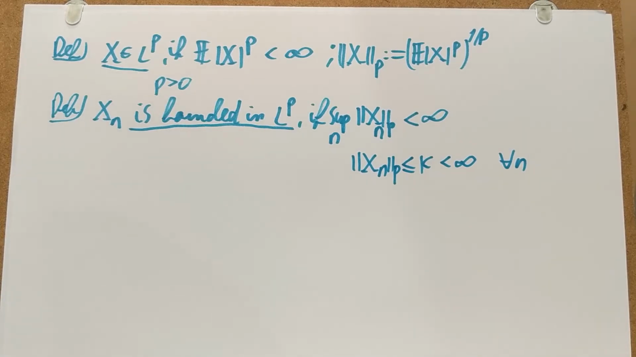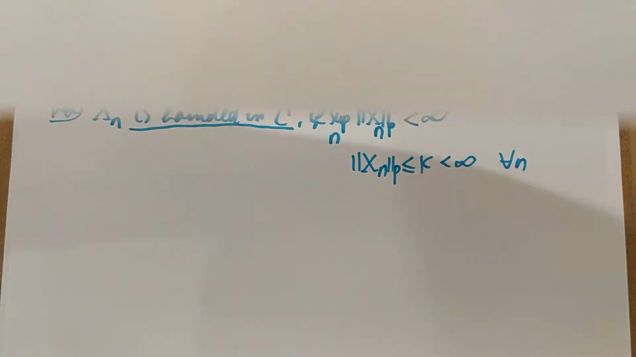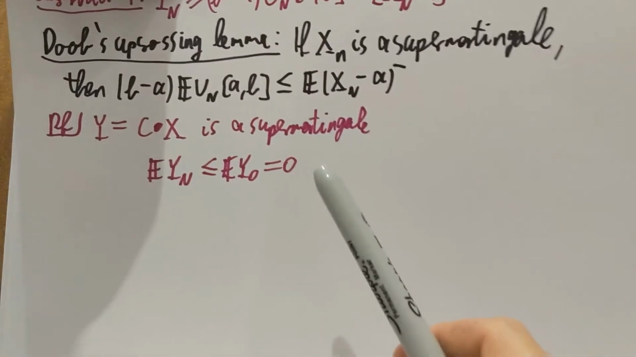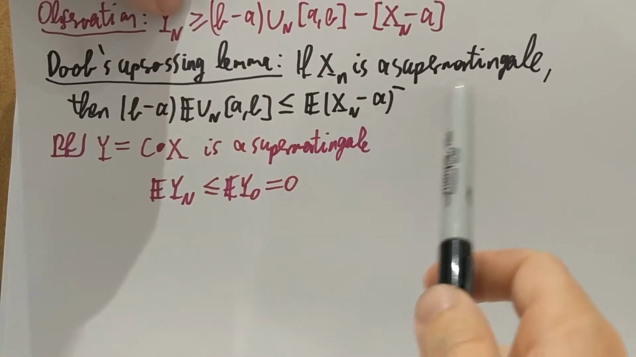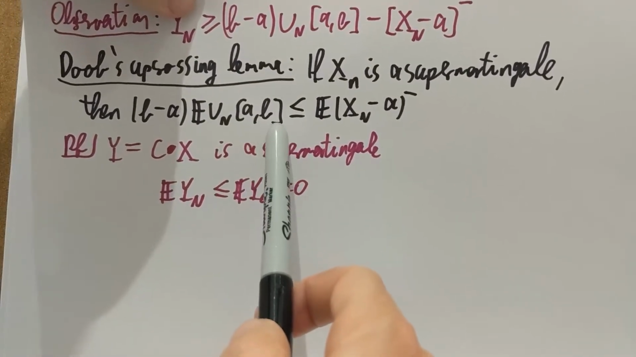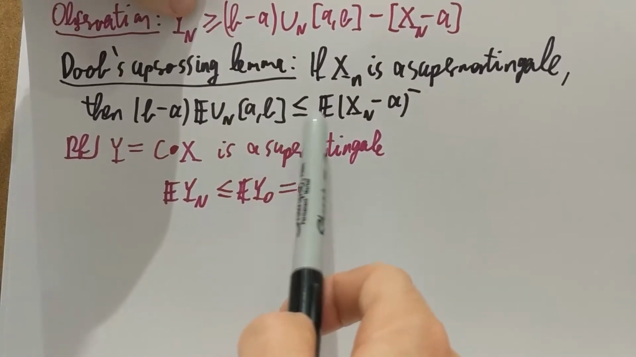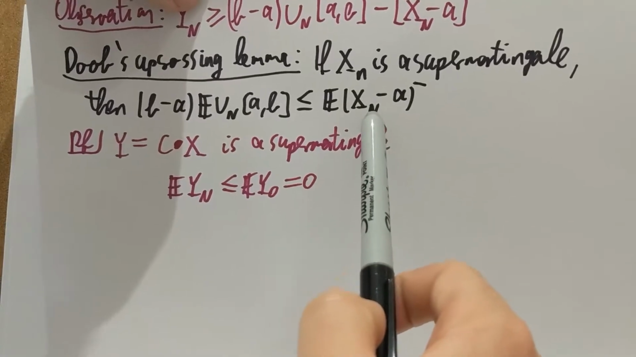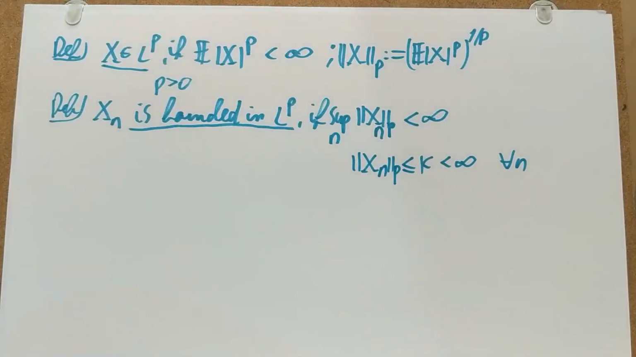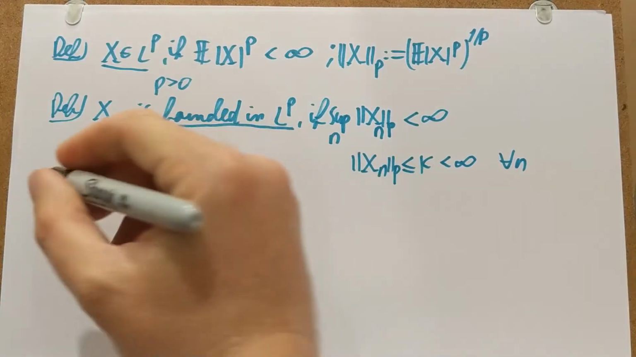Okay, so let me start off with a corollary of the previous observation we made. Doob's upcrossing lemma told us that if we have a supermartingale, then (b minus a) times the expectation of the number of upcrossings is bounded by this error correction term, this last term, which is just a one-off term at the end.